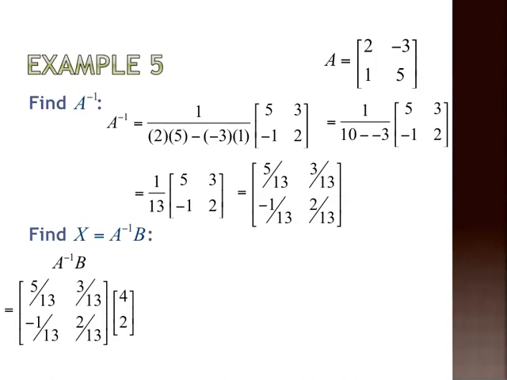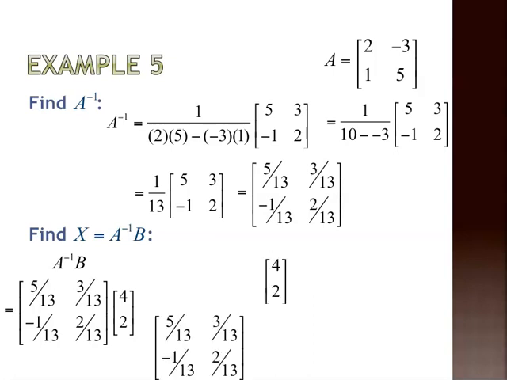Now remember, when we multiply, we want to line these up. So we have A inverse on the left and B on top. And then we can multiply, and we know we're going to get a 2 by 1 matrix. So 5/13 times 4, that's 20/13. 3/13 times 2, that's 6/13. So 20/13 plus 6/13, that's 26/13, which is equal to 2.